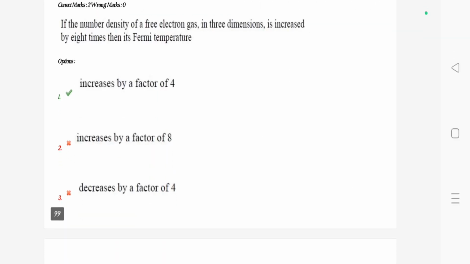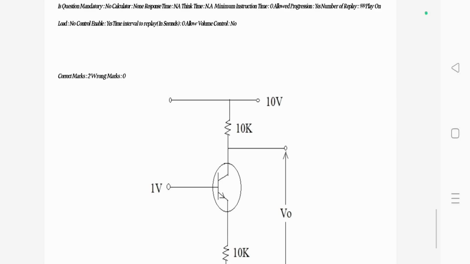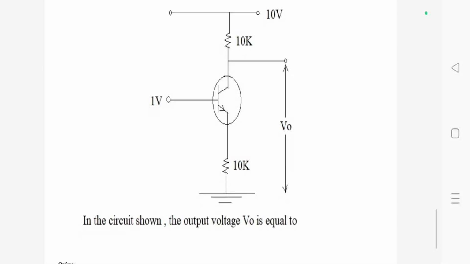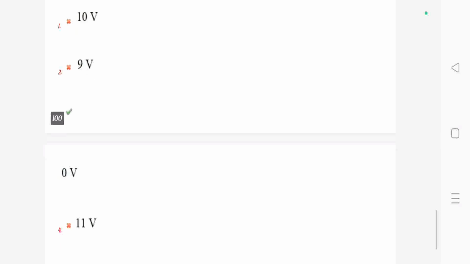If the number density of a free electron gas in 3 dimensions is increased by 8 times, then its Fermi temperature increases by a factor of 4. Now he gave this circuit and asked to find V0. V0 equal to 0 volt.